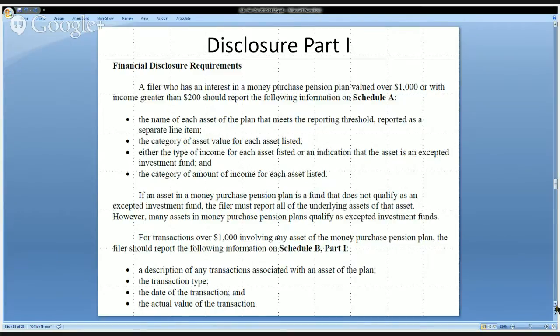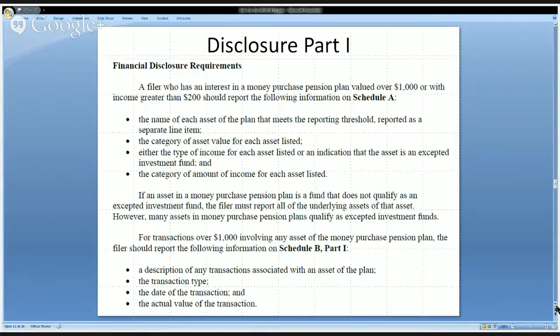Mm-hmm. So let's take a look at this. How do we disclose a money purchase pension plan? If a filer has an interest in a money purchase pension plan valued at over $1,000 or with income greater than $200, they should report the following information on Schedule A.